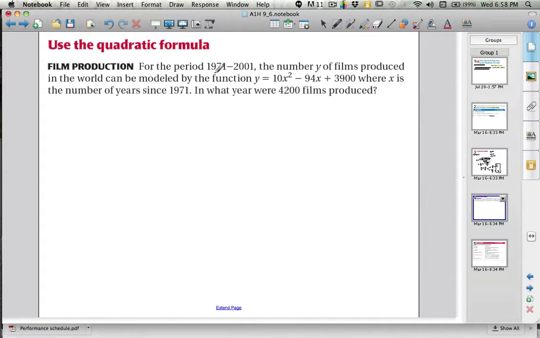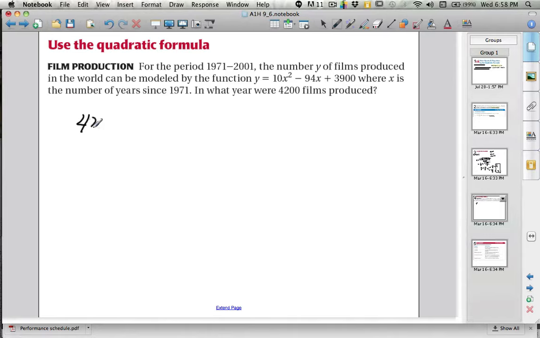Here's an application problem. For the period of time from 1971 to 2001, the number of Y films produced in the world can be modeled by this function, where X is the number of years since 1971. In what year were 4,200 films produced? So Y is the number of films.